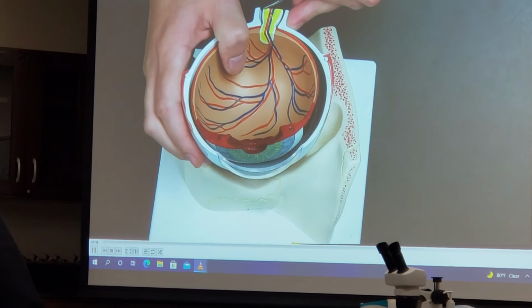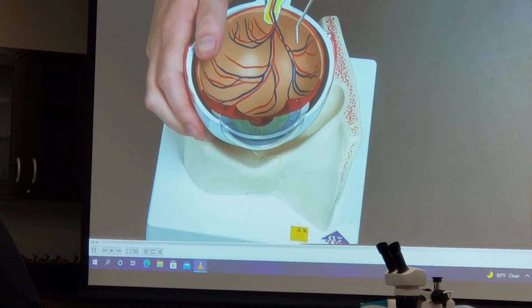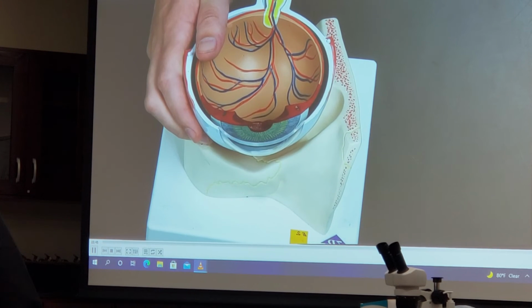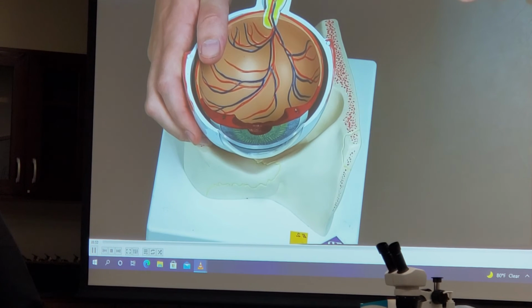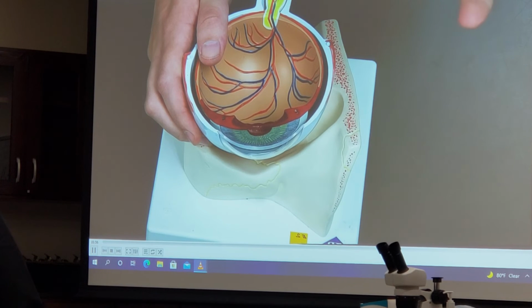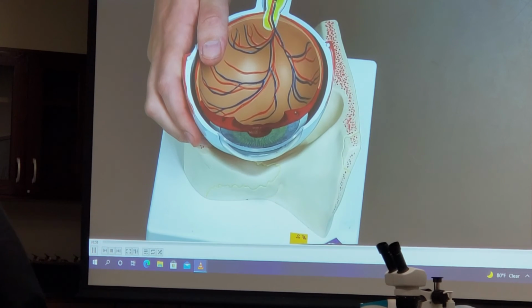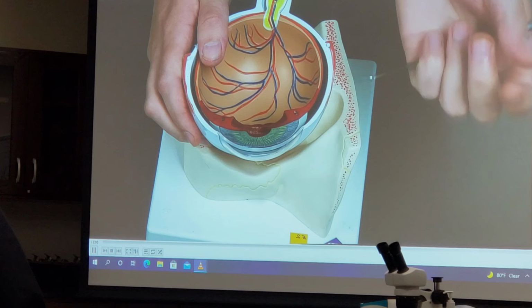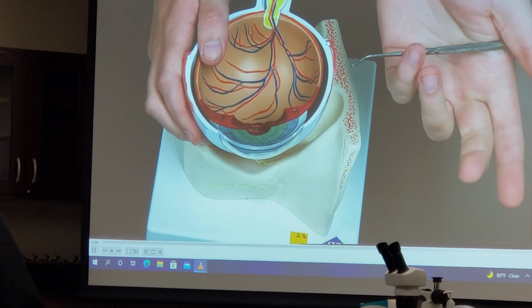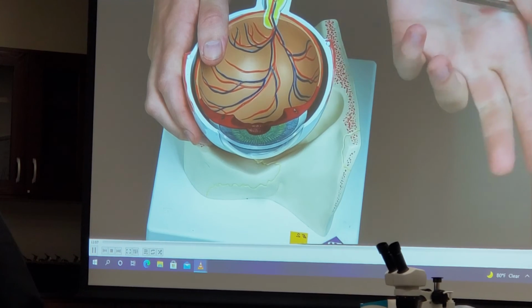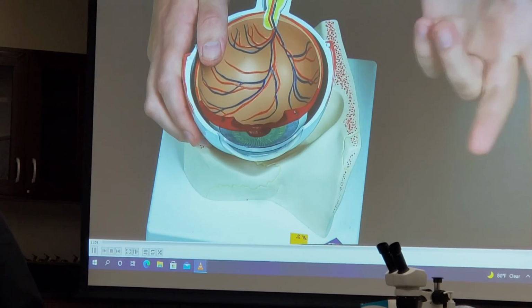We don't see it on this model, but adjacent to the optic disc is going to be where we're going to find an area that has high concentrations of cones. What are those? The fovea. So the fovea has exclusively cones, and the macula lutea has a lot of cones, but not exclusively cones. So it has a high concentration of cones.